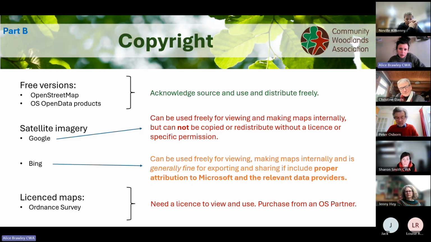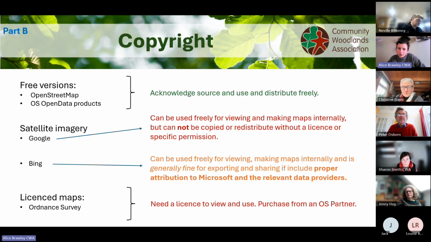For satellite imagery, Google Satellite Imagery, you can use it in GIS platforms. So I can use it in, say, QGIS. But you can only export maps if you're using them for internal sharing, and you're not allowed to redistribute maps without having a license or specific permission, which you have to get by contacting Google directly.